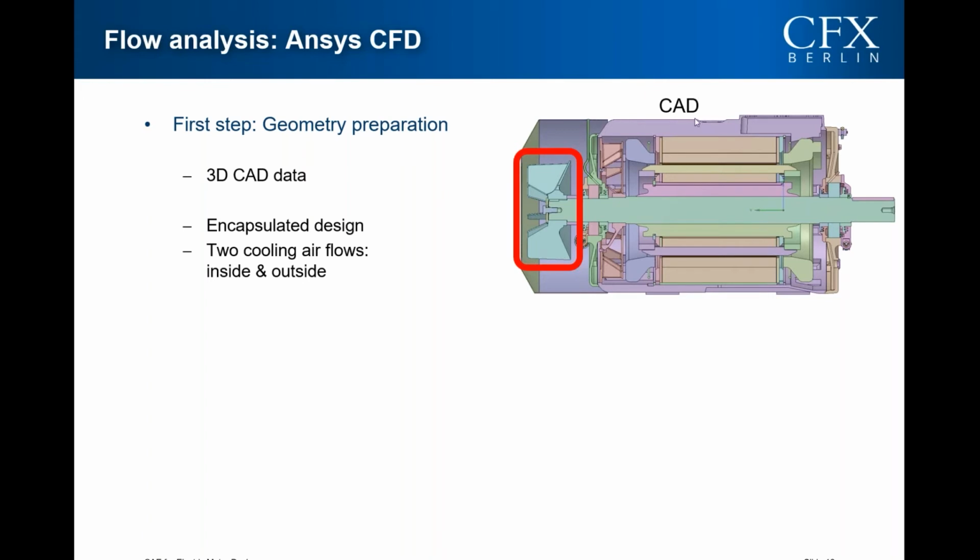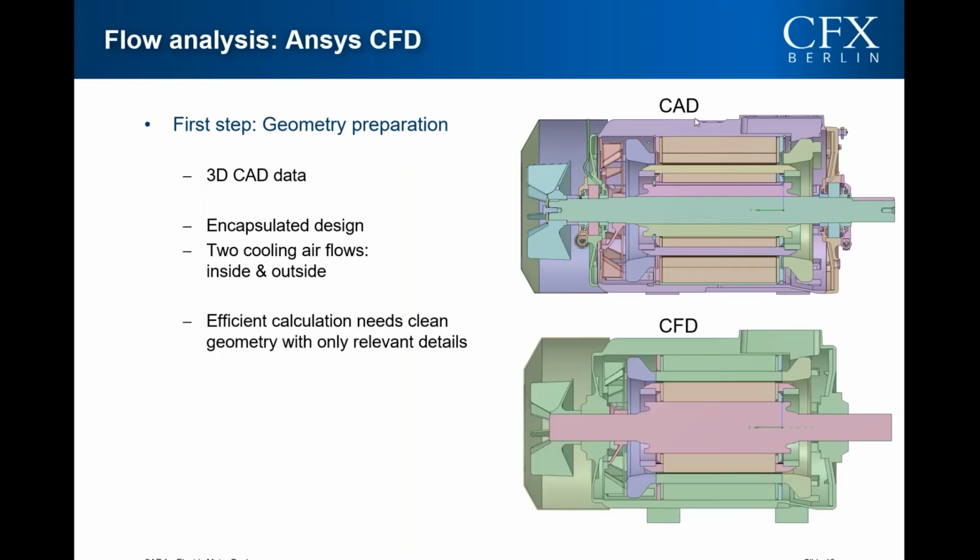This geometry model contains a lot of details that are not relevant for the results, but would cause us a lot of additional computational effort. So we needed to clean up the model, for example, by removing screws and by substituting the bearings with simple blocks of equivalent thermal properties.